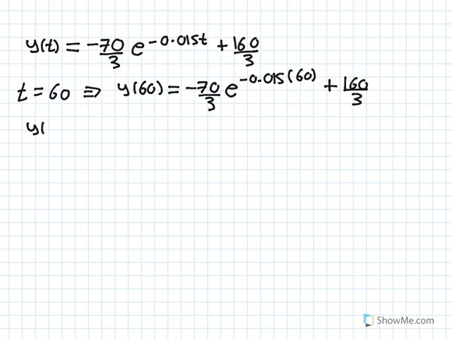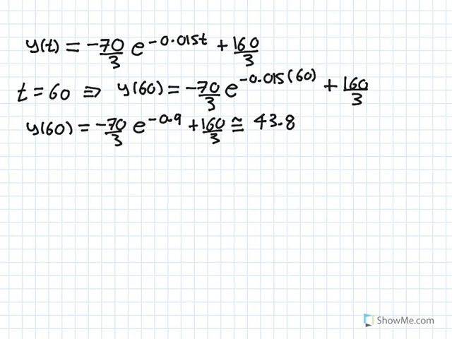If we simplify this, we get y of 60 is equal to minus 70 over 3 e to the minus 0.9 plus 160 over 3, and let's put that into a calculator. We get approximately 43.85 liters of pure alcohol in the tank after 60 minutes. So that's the total amount of pure alcohol in the tank after 60 minutes.